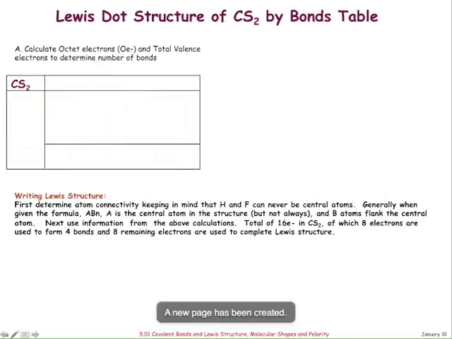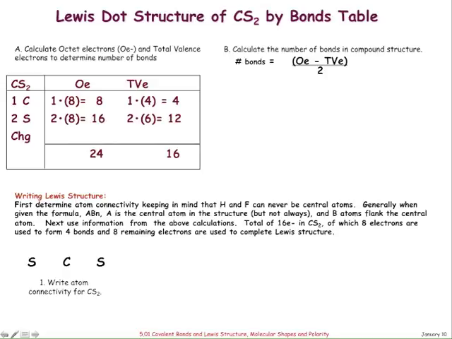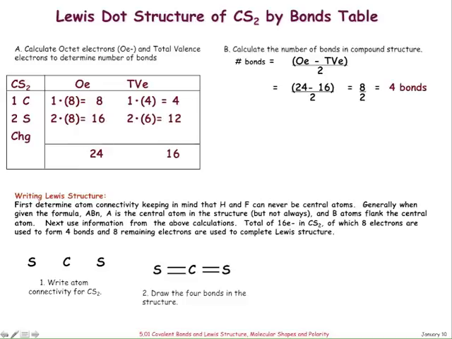And that's what you see right here. CS2, 1 carbon, 2 sulfur. This is a neutral chemical, so we put a charge of 0. Octet electrons, 8 and 16, that's 24. Total valence electrons, that's 4 and 12, that's 16. The difference is the number of electrons involved in bonding. If you divide that by 2, you get 4 bonds. That's what you see right there.